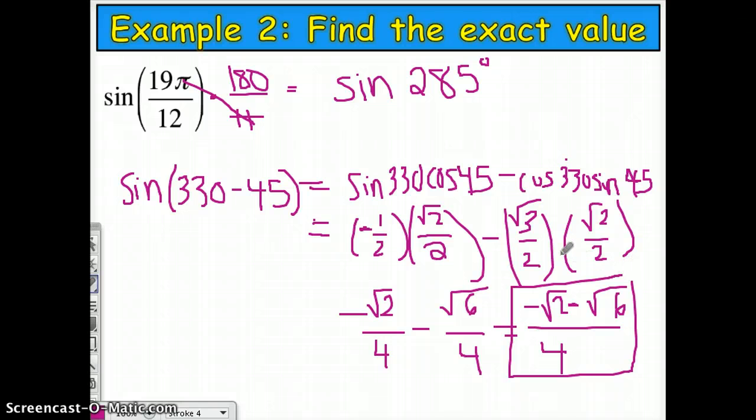So I'm gonna end this video, and in the next video you'll get to see an example of a tangent problem, and you'll get to see an example of rewriting as a single trig function, as well as some practice.